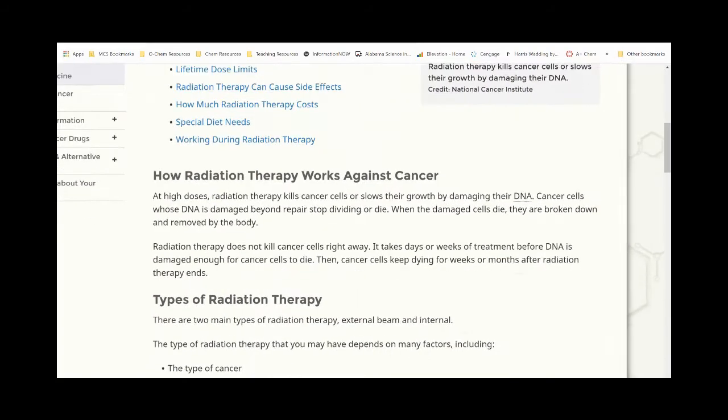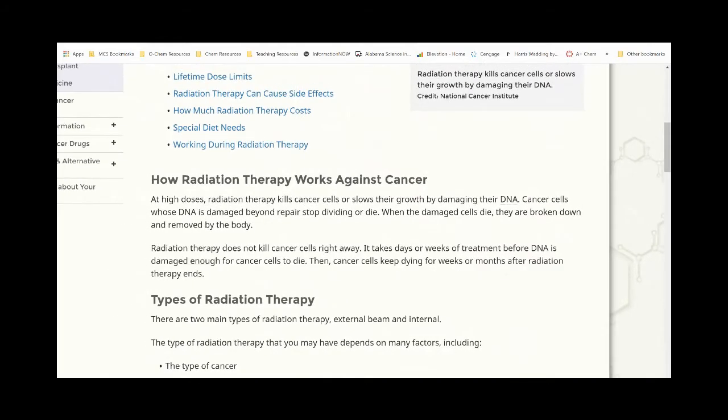And so I just wanted to read you this right quick. This is from cancer.gov, and it says how radiation therapy works against cancer. It says at high doses, radiation therapy kills cancer cells or slows their growth by damaging their DNA. Cancer cells whose DNA is damaged beyond repair stop dividing or die. When the damaged cells die, they are broken down and removed by the body. Radiation therapy does not kill cancer cells right away. It takes days or weeks of treatment before DNA is damaged enough for cancer cells to die. Then cancer cells keep dying for weeks or months after radiation therapy ends.